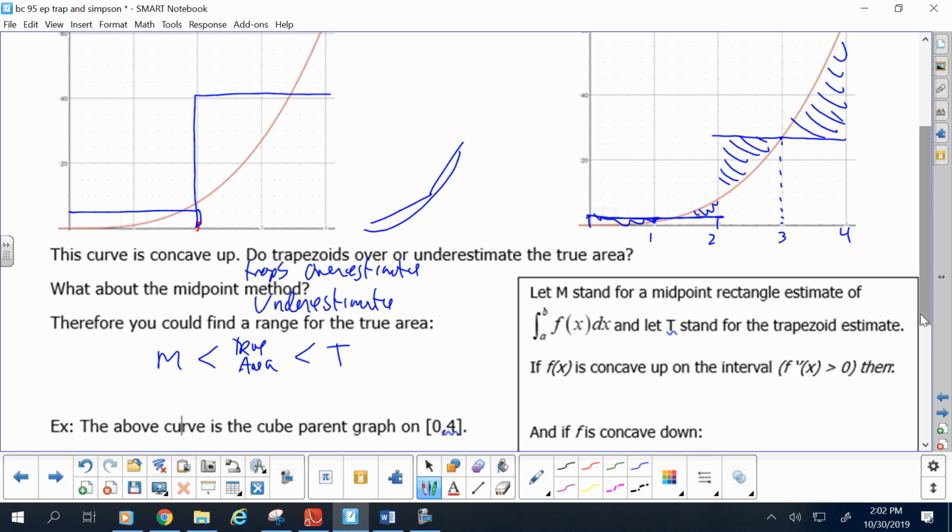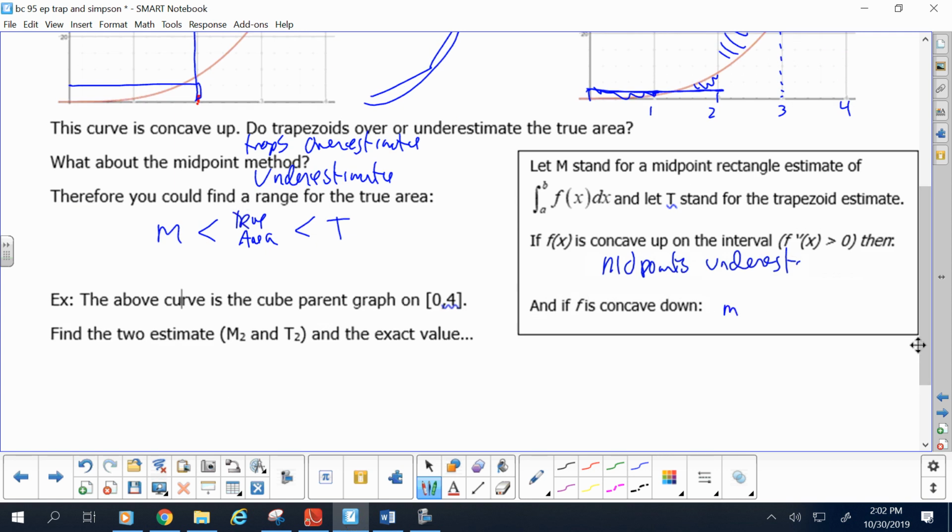If you look at a concave down curve, then here, when you take a midpoint rectangle, because the y values are decreasing, you're going to get more area on the left than the right. So concave down, midpoints overestimate. Generally speaking, you should probably get that in the note box here. If f is concave up on the interval, midpoints underestimate. And if the curve is concave down, midpoints overestimate.